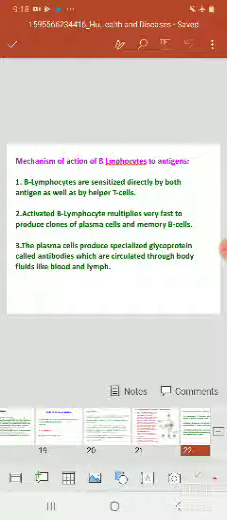Mechanism of action of a B lymphocyte to antigen. B lymphocytes are sensitized directly by antigen as well as by helper T cells. Activated B lymphocytes multiply very fast to produce clones of plasma cells and memory B cells. The plasma cells produce specialized glycoproteins called antibodies, which are circulated throughout the body fluids like blood and lymph.